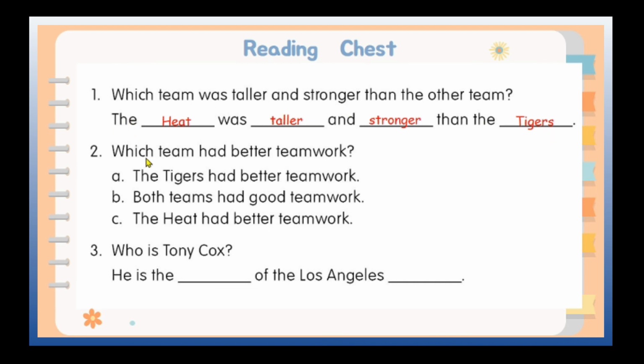In number 2, which team had better teamwork? Is it A, the Tigers had better teamwork, B, both teams had good teamwork, or C, the Heat had better teamwork? It's letter A. The Tigers had better teamwork. For number 3, who is Tony Cox? He is the coach of the Los Angeles Tigers.